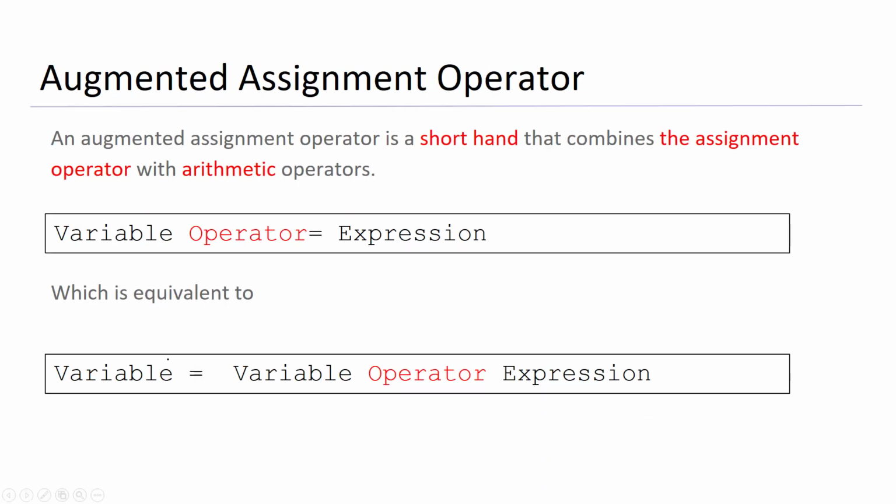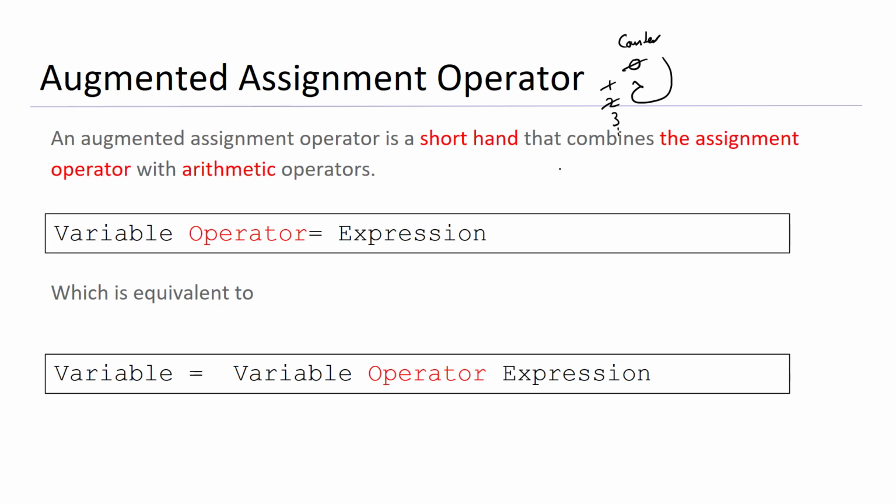Now there are many times when you want to update a variable based on the content of the variable itself. Consider, for example, that I have a counter, and that counter starts with the number 0. Then each time I want to update this counter so it becomes 1. So this 0 gets updated to 1, then this 1 gets updated to 2, then this 2 gets updated to 3, and so on.